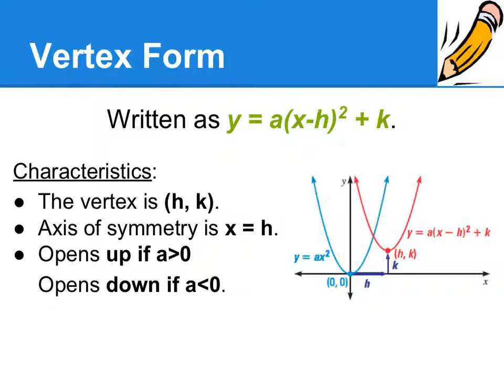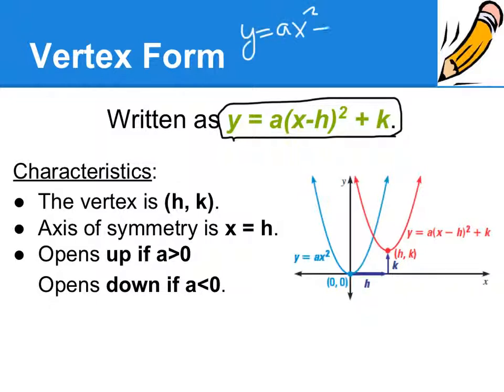So here are the characteristics. Here's vertex form: y equals a times (x minus h) squared plus k. Now if you notice, you still have that little squared right there, so it's going to be very, very similar to what we had before. Let me just write down what we had before up here: y equals ax squared plus bx plus c.